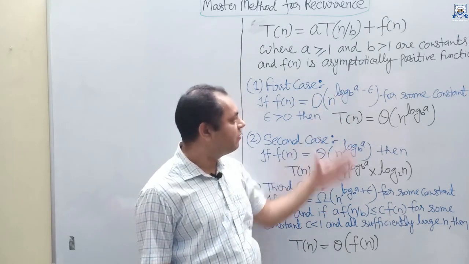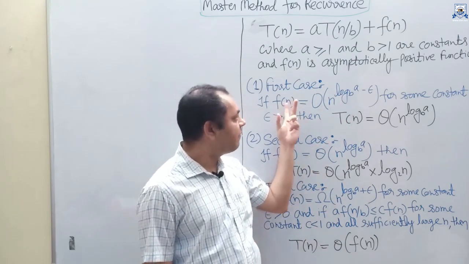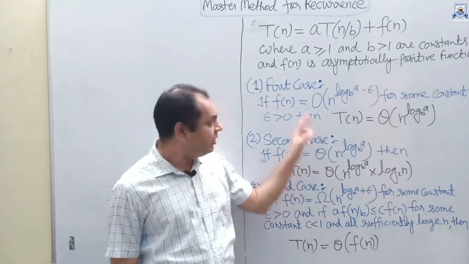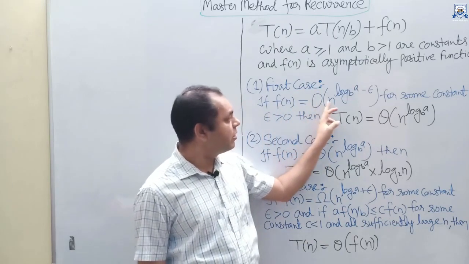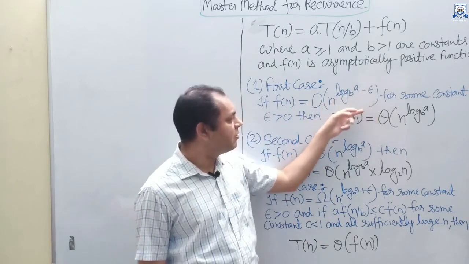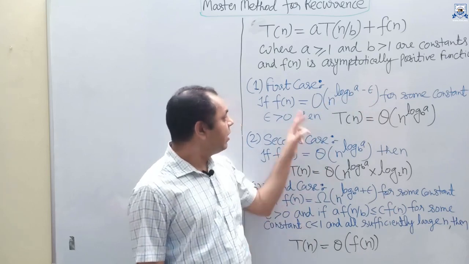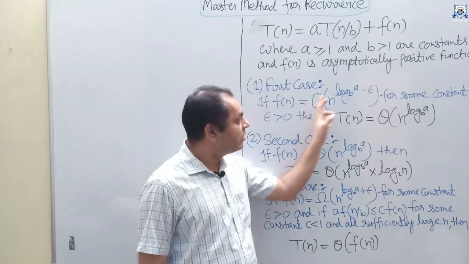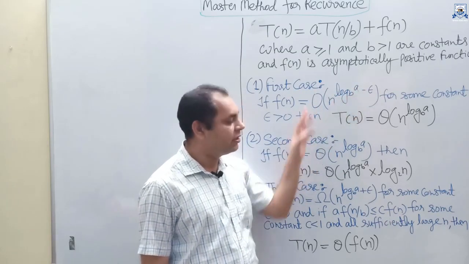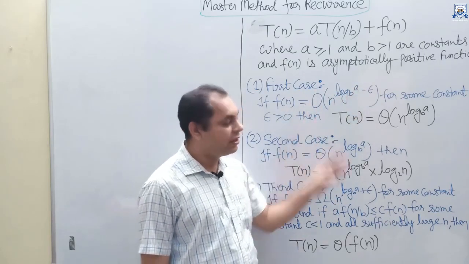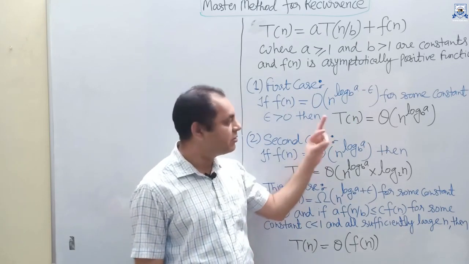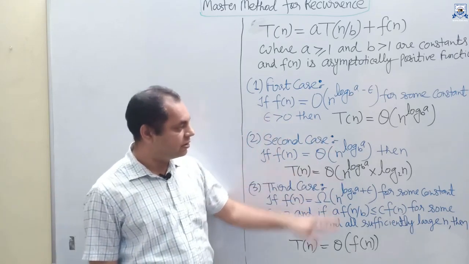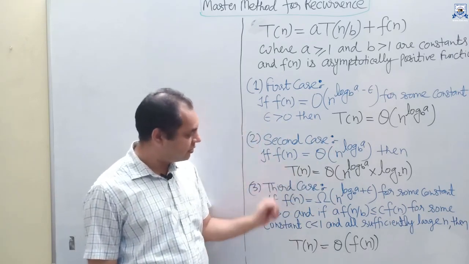After finding the value, you have to compare f(n) and this quantity. In this case, f(n) is big O of n to the power log a at base b minus epsilon. This simply denotes that the value of f(n) is smaller than n to the power log a at base b, and this should be in polynomial form. That means smaller or greater should be in terms of polynomial. We'll discuss some examples after discussing these cases.